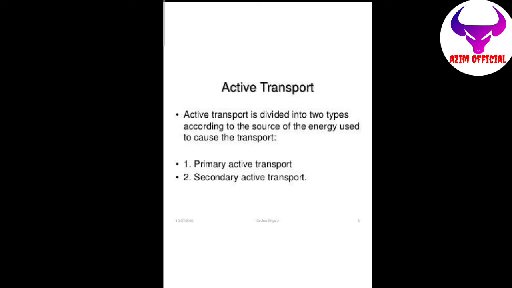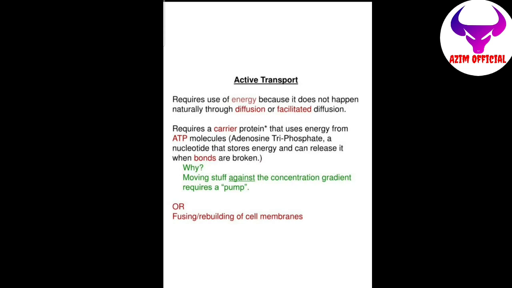This one, the active transport. Active transport is divided into two types. We have gone through passive transport, and now it is active transport's time. Active transport is divided into two types according to the source of energy used to cause the transport. These are primary active transport and secondary active transport. Please show the next slide, please.